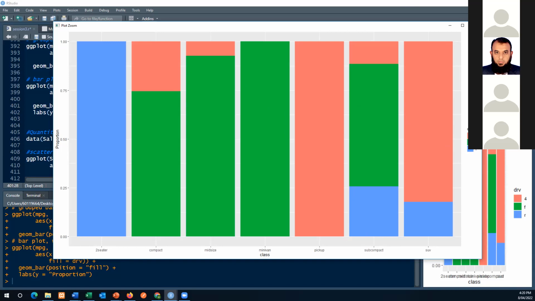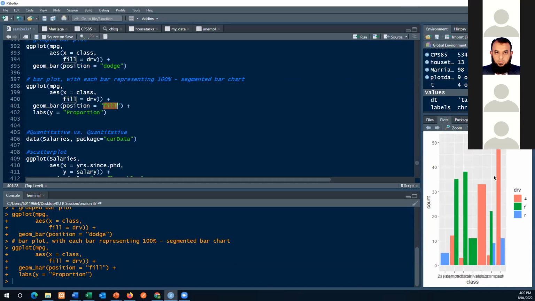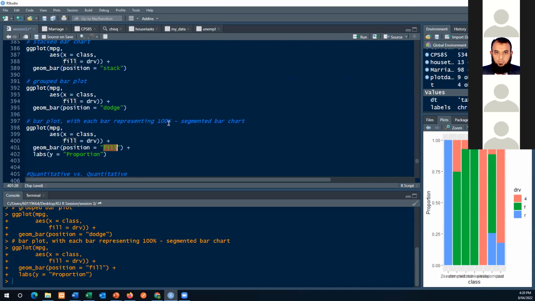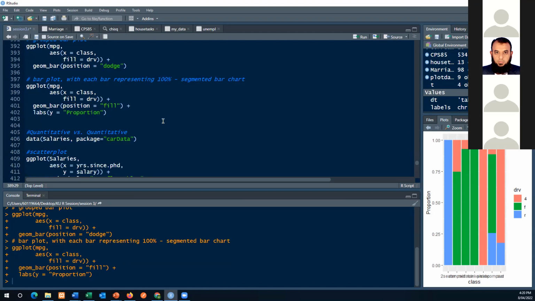Previously with the stack, the bar was not full, and you could see the frequency. Now you're scaling it up to one whole, and you are seeing the distribution, how big a portion each is. So that is the difference between fill and stack.